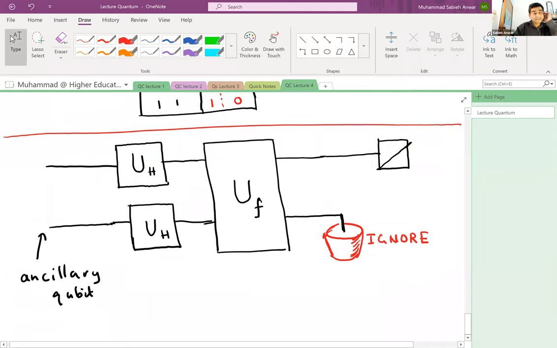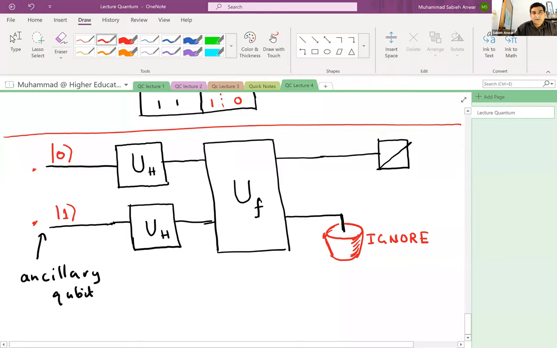Now, this is my circuit for implementing the Deutsch algorithm. Now let me explain all the steps in it. I have two qubits, qubit one here, qubit two here. And I initialize my quantum computer in a particular fashion. My first qubit is ket zero. And my second qubit is initialized as ket one.